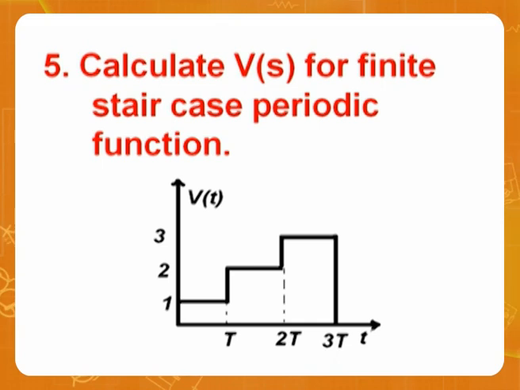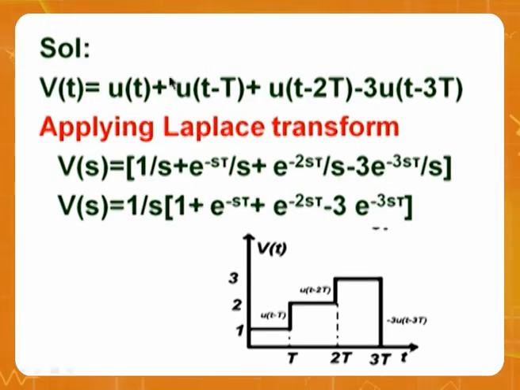Fifth one: calculate V of s for the finite staircase. It is finite, that's all. It is only periodic for 3 steps, so it's not really periodic, but it's periodic only for 3. So what should I do? Look here. Just like the previous one, I will write u of t, u of t minus T, u of t minus 2T, minus 3 into u of t minus 3T. You know why? This value is 3, so if I cut 3, that becomes 0.